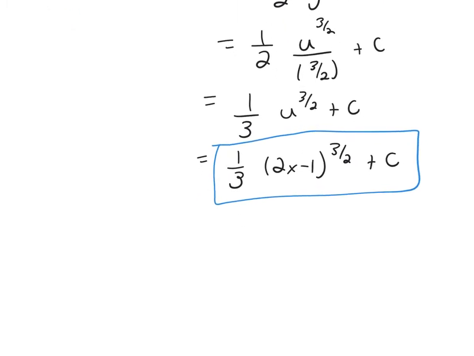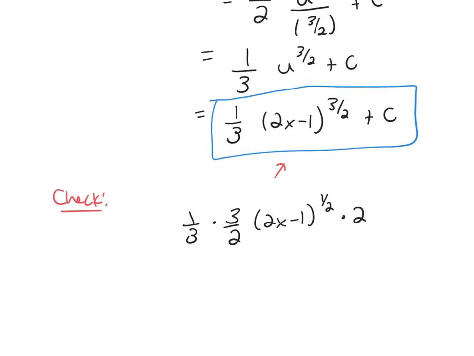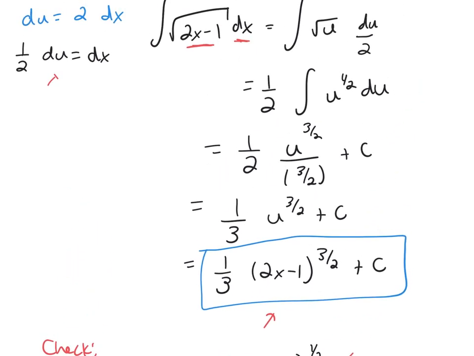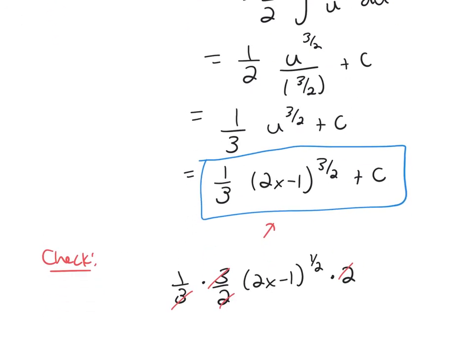And if you have time, you can check your answer by taking the derivative. So take the derivative of this. You get 1/3, do the chain rule, 3/2, (2x minus 1), reduce the power by 1, 1/2, times the derivative of the inside. The derivative of the inside is 2. So these 3's cancel, these 2's cancel, and if you look back at the integral, this is exactly what we had to begin with, the square root of 2x minus 1. So our answer is correct.